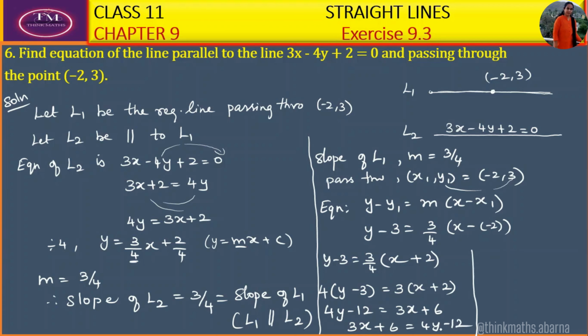Okay. Now bring RHS to LHS. Already we have 3x. This plus 4y will become minus 4y. The constants: plus 6 is there, and minus 12, when I bring it to LHS, becomes plus 12, equal to 0. So I get 3x minus 4y plus 18 equal to 0. So this is the equation of the required line L1. Okay, understood? So moving on to the seventh question.